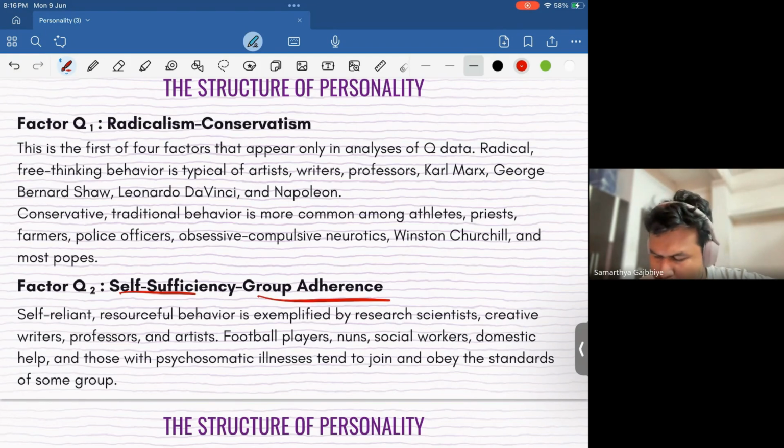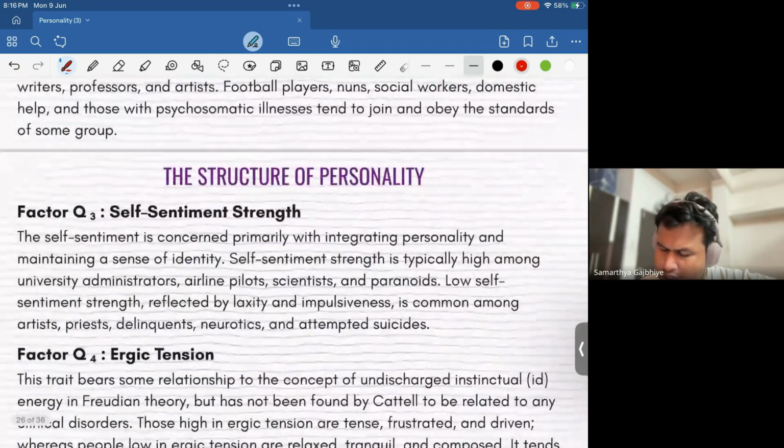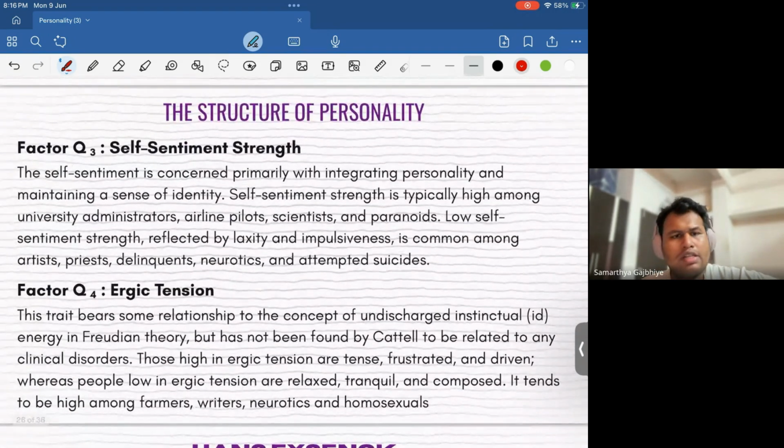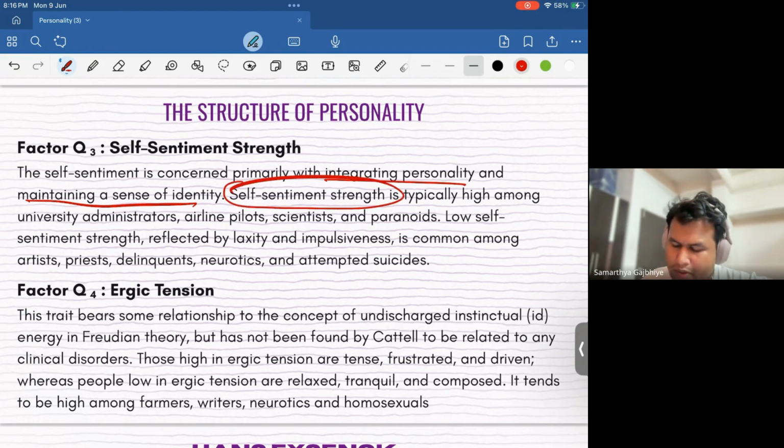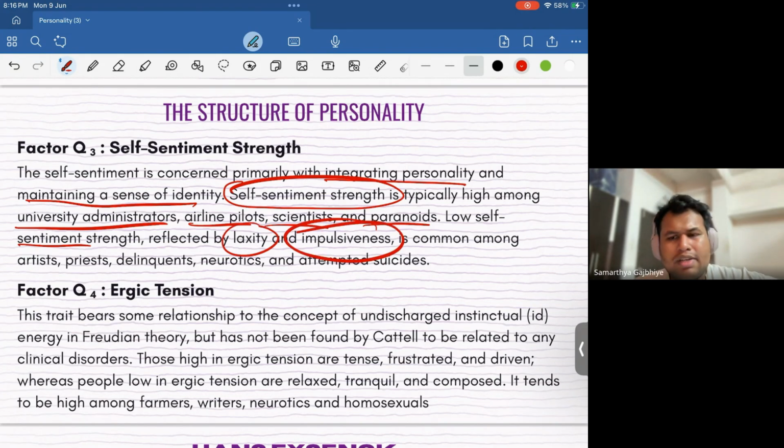Q2 is self-sufficiency and group adherence. Are you self-reliant? Are you resourceful? Or do you ask your friend to go with you here and there? That is group adherence. Self-sentiment strength is concerned with integrating personality and maintaining a sense of identity. It is high among university administrators, pilots, scientists, paranoids. Low means laxity and impulsiveness. Self-sentiment strength is basically ego strength, but it comes from Q data: are you more impulsive, and are you able to control your sentiments?